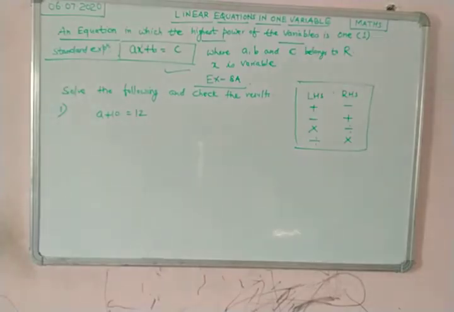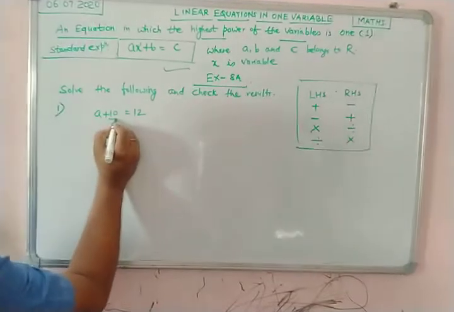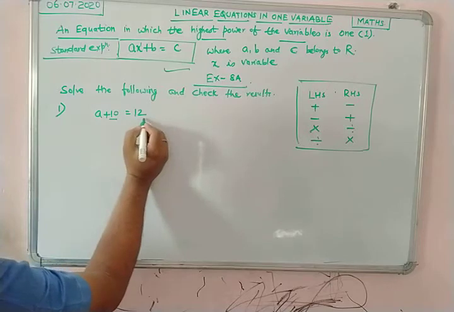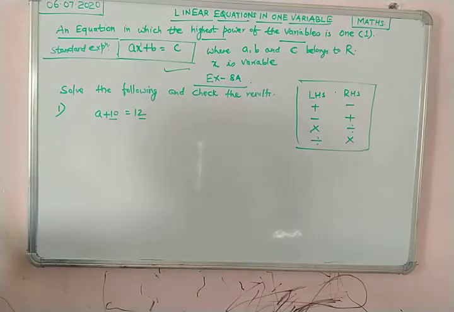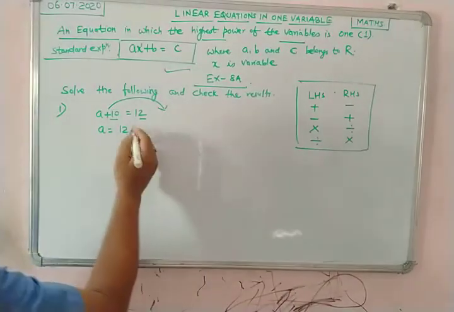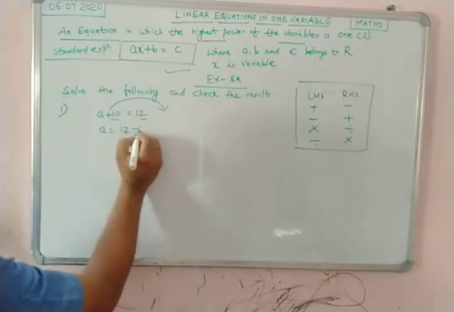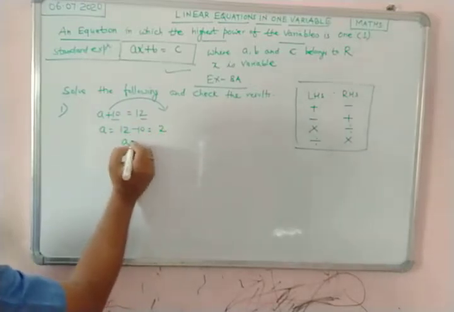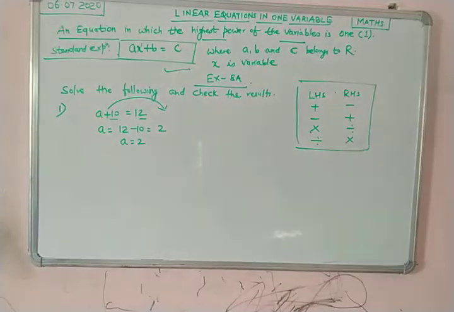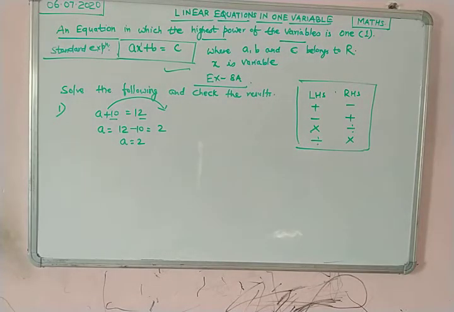Now students, A plus 10 equal to 12. So 10 is constant, 12 is constant, because these are real numbers and real numbers are constant terms. So this plus 10 will go from LHS to RHS. So A equal to 12, plus 10 will turn into minus, because this is LHS and that is RHS. So 12 minus 10 will give you 2. So A equal to 2. This is the solution for the first question.